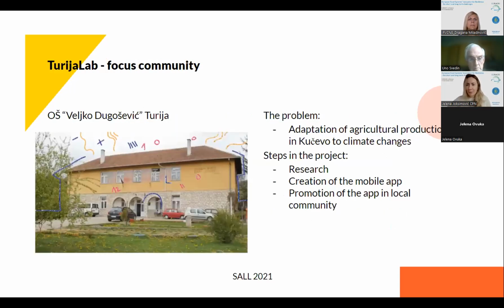So the first school we went to was in Turija, in Kučevo, in East Serbia. It is an elementary school, and they posed the question of adapting agricultural production to climate change. This community recognized that they have a problem with old methods and the sorts of food they are growing, but the climate has changed, and there are some new possibilities that can be opened in this region, and some new sorts can be grown, but the local agricultural producers don't know that.